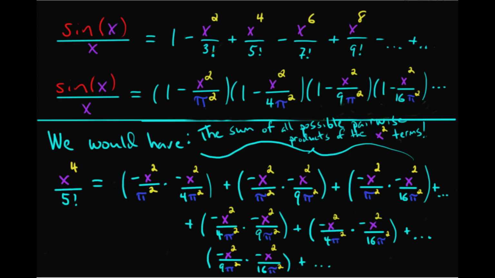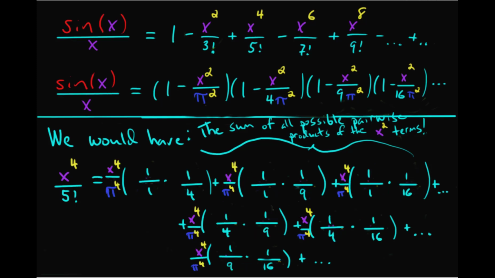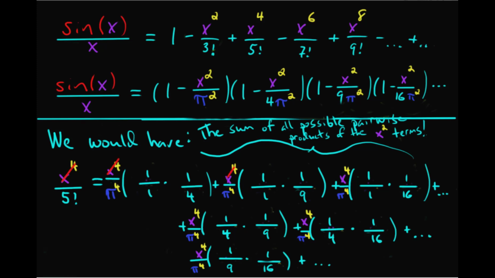I'm going to factor out an x to the fourth over pi to the fourth from all of those products. And then the x to the fourths will cancel, and I'm going to multiply both sides of the equation by pi to the fourth to cancel that out from the denominators on the right-hand side.